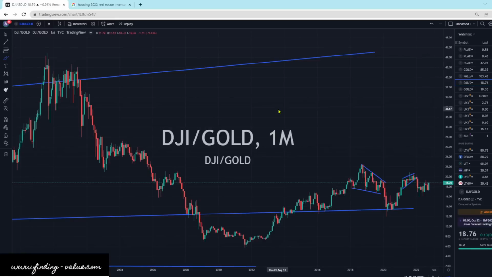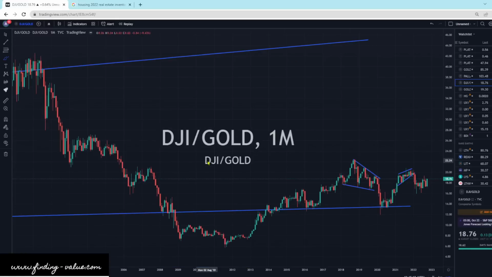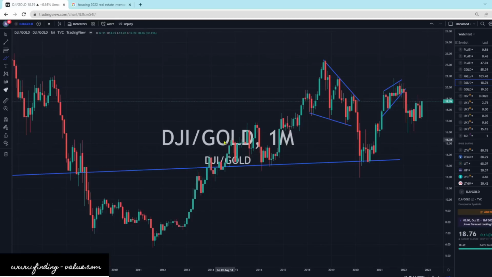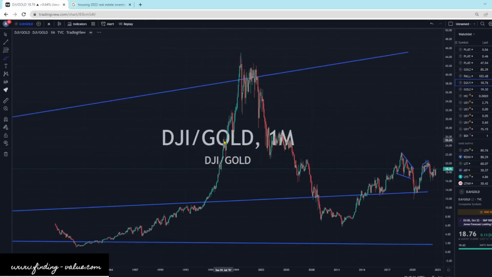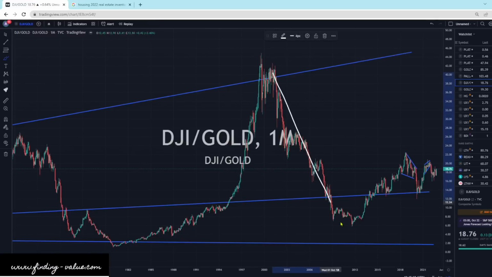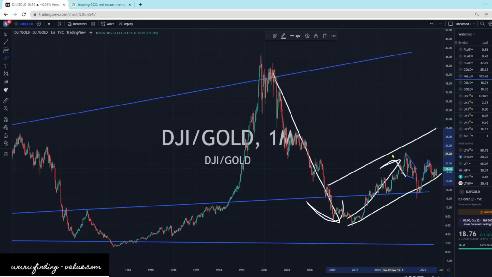Dow Jones Industrial Average versus gold. Short term, we'll see where this thing goes. I'm kind of indifferent in the short term on it. But big long term, I think that we get a pullback, a smaller bounce. Think of this as kind of like a flag pattern, and then I think we're going to head lower.